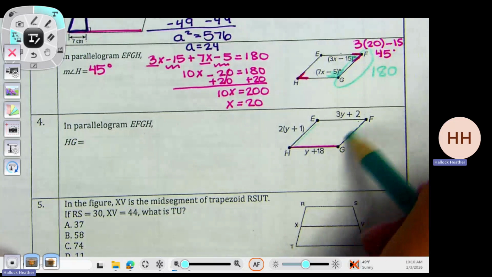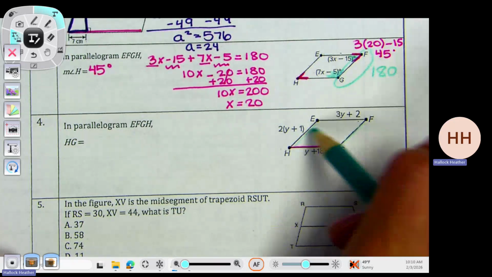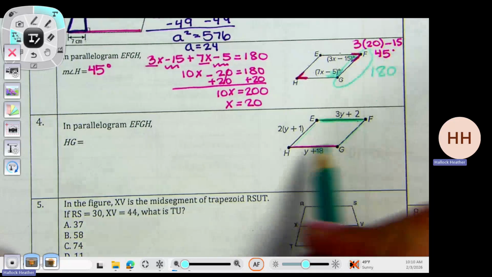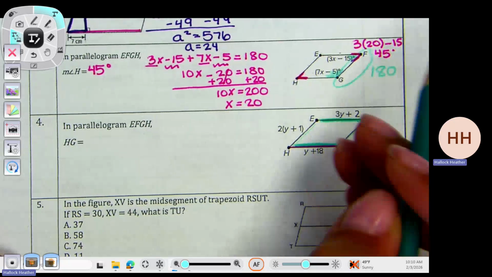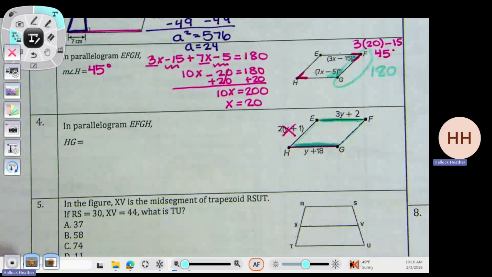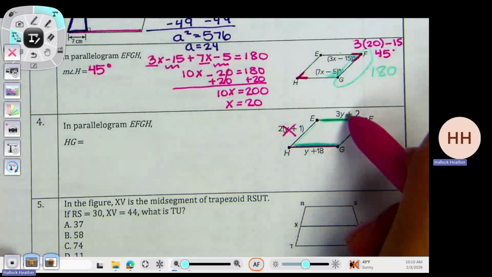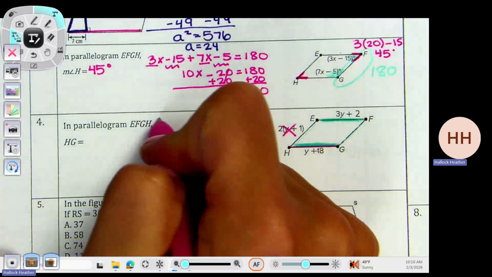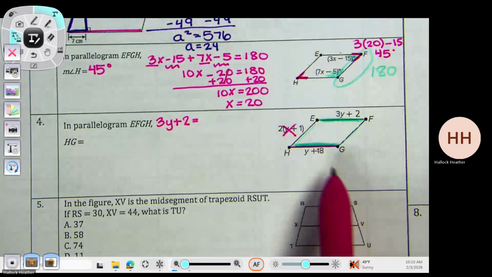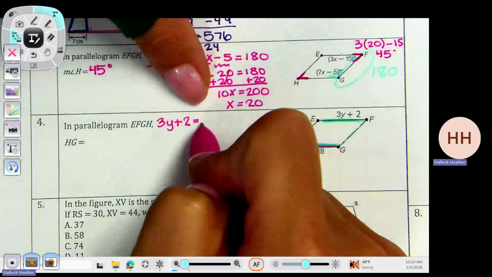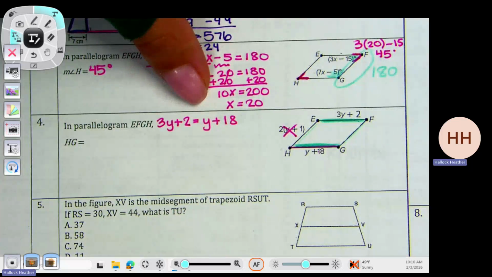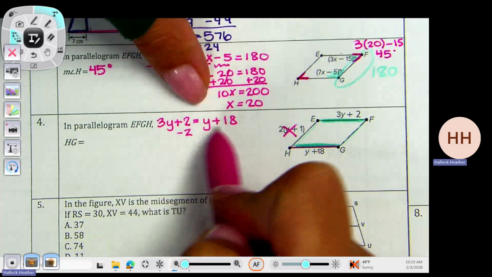This one matches this one, but there's not enough information to solve for Y. This side matches this side. Those are congruent, the top and the bottom. So this is extra information we don't actually need. So I'm going to set these equal. They're congruent. Y plus 18. They are congruent. Opposite sides are congruent. And we're going to subtract 2.